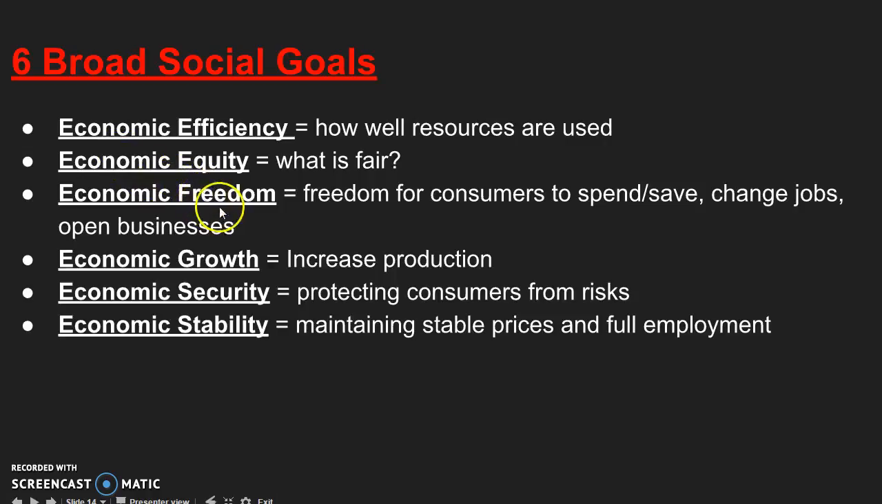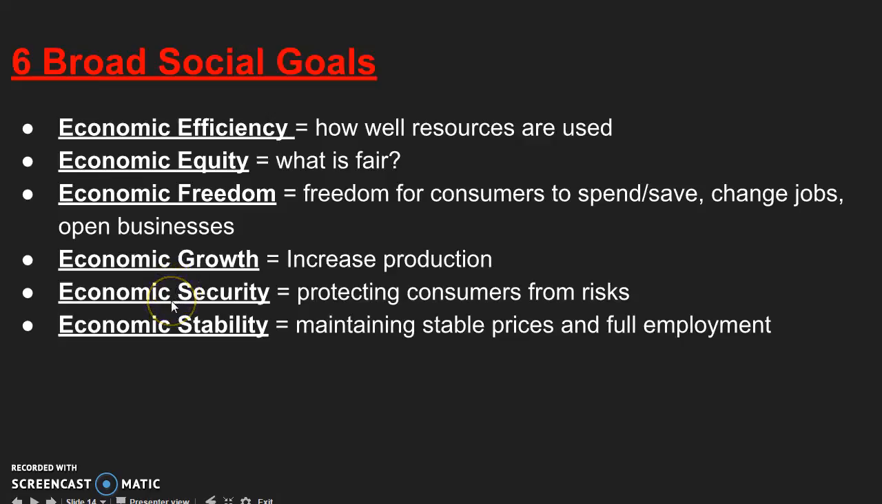Economic freedom, of course. Freedom for consumers. You can spend your money if you want. You can save it. No one's telling you what to do with your money. That's your decision. You can change jobs. I changed jobs. I left Clark County, came to Oconee County because I wanted a different job. I wanted a change. I can make a little more money too. And it's just a better school system. So you have the freedom to do that. You can open businesses. You have that freedom. You can also close your business if it's not doing well. Economic growth is about increasing your production, making production go up.